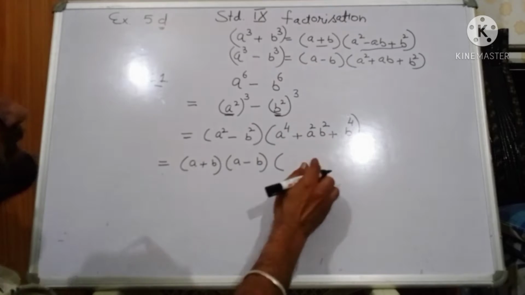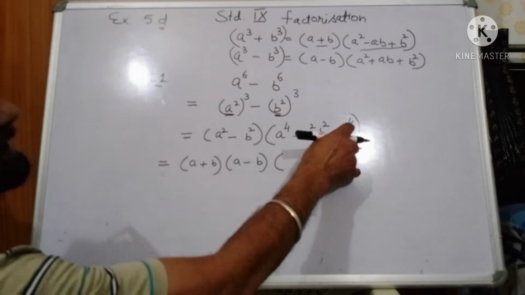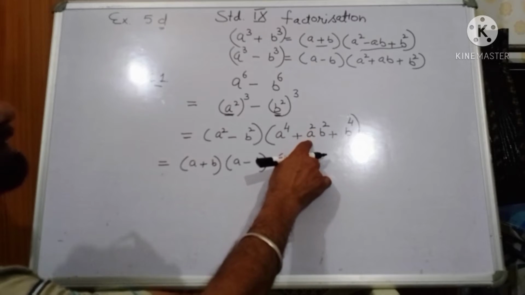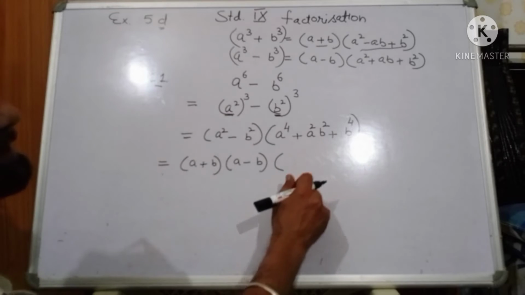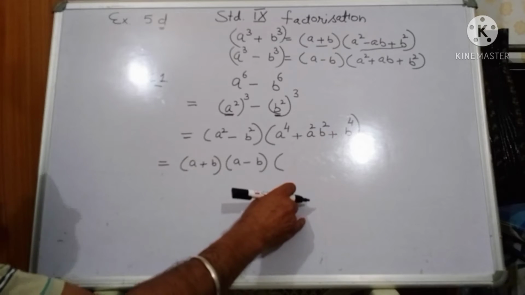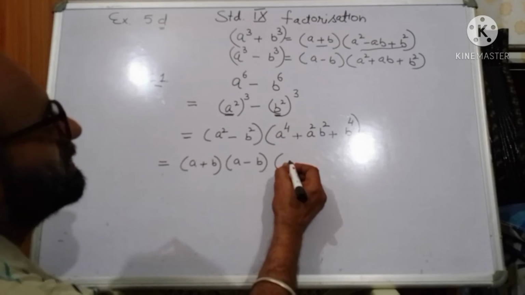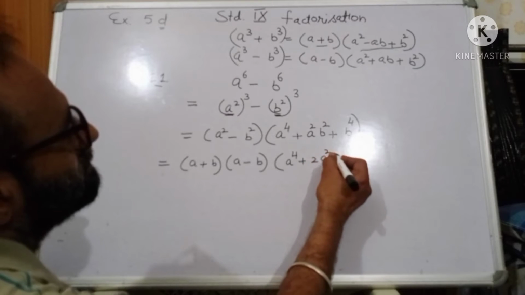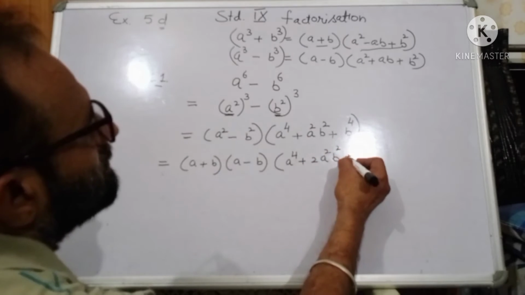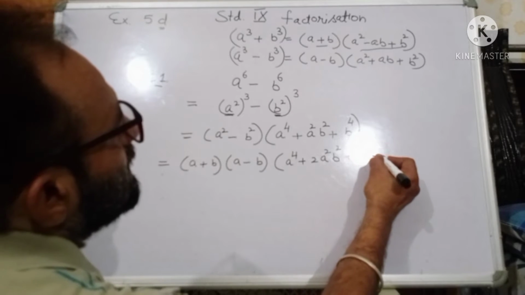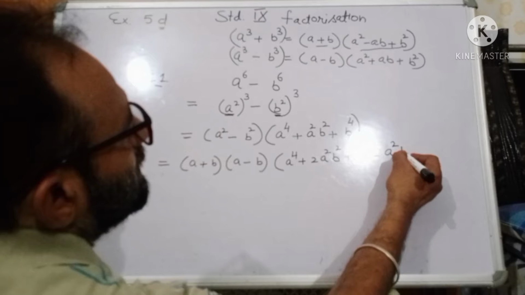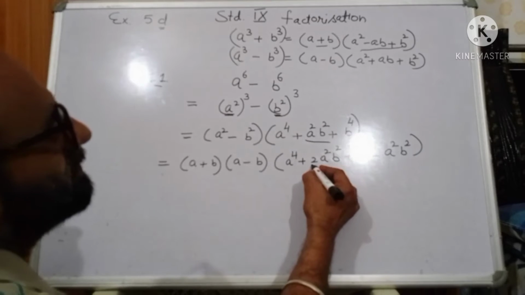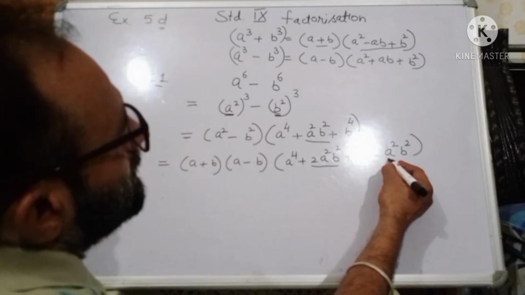Here in this, it is a square the square, it is b square the square. If we write this a square b square as 2a square b square minus a square b square, then first square will be completed. I will write a raised to power 4 plus 2a square b square plus b raised to power 4 minus a square b square. It is just like splitting the middle term. This 1a square b square is written as 2a square b square minus a square b square.